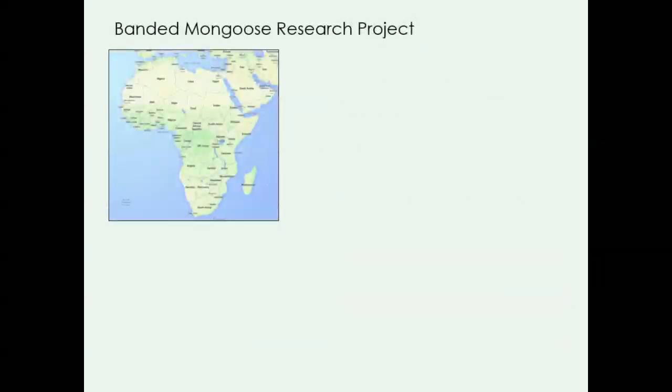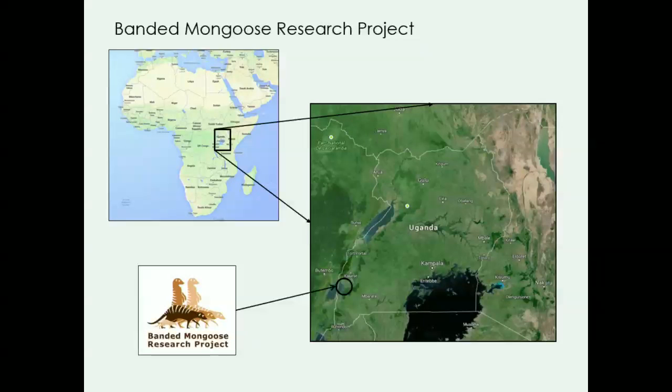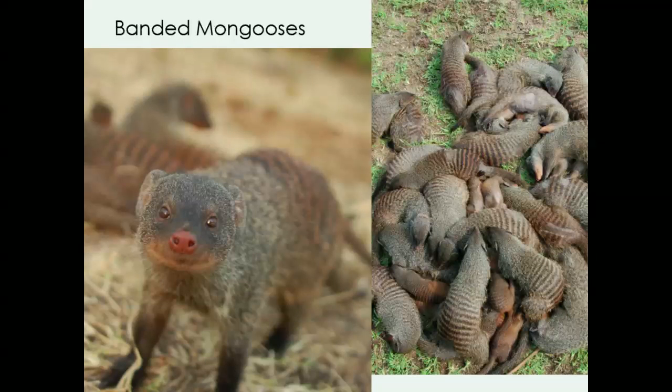So as I said, I've been looking at this in banded mongooses. This is a long-term project based down here in southwest Uganda, and on this peninsula here, so almost an island population. There's just a tiny little isthmus connecting it to the rest of the land. And this is a population that has been studied for 21 years now. We have full life history information, over 3,000 individuals, and at any one time there are about 200 individuals in 8 to 10 social groups. And these are them.